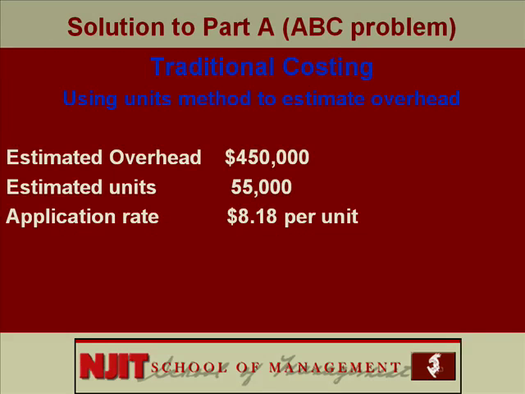Okay, work part A. Traditional costing using units method to estimate overhead. The estimated overhead is $450,000. The estimated units are 55,000. So the application rate is $8.18 per unit.